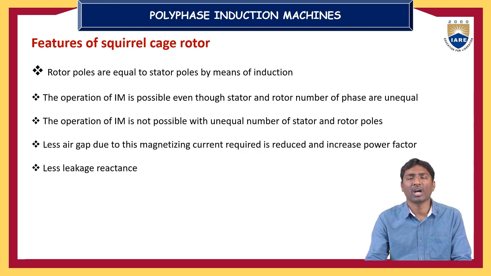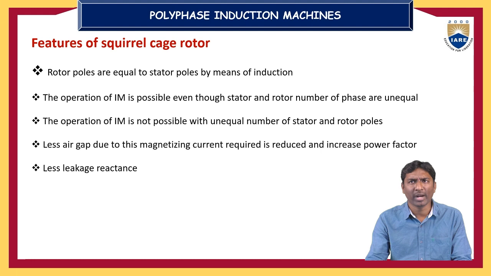Now the features of the squirrel cage rotor. In the squirrel cage rotor, the rotor poles are equal to the stator poles by means of mutual induction. In the squirrel cage rotor or induction machines, the principle is mutual induction, so it depends on that mutual induction. In the squirrel cage rotor, the rotor poles are equal to the stator poles here, by means of the induction.